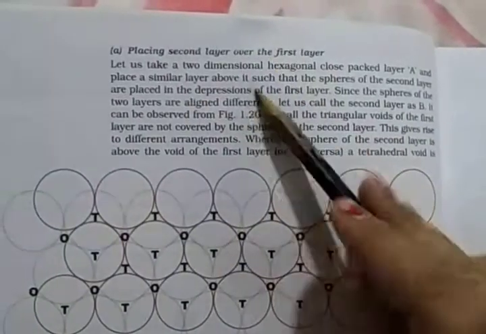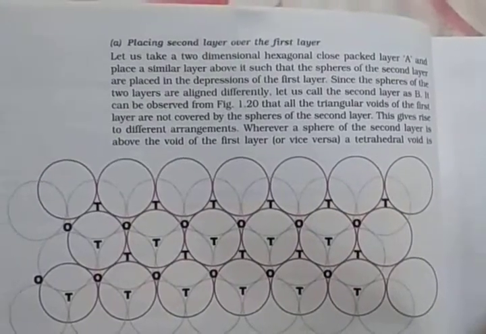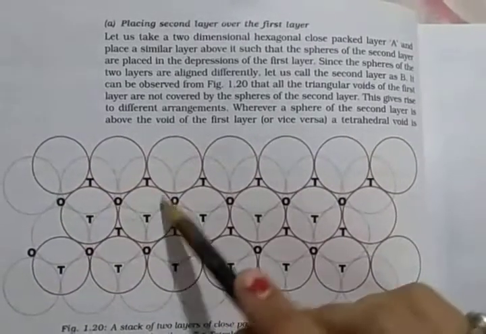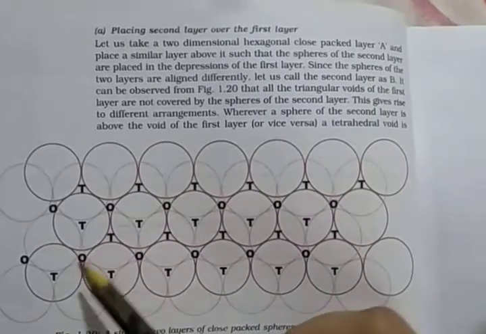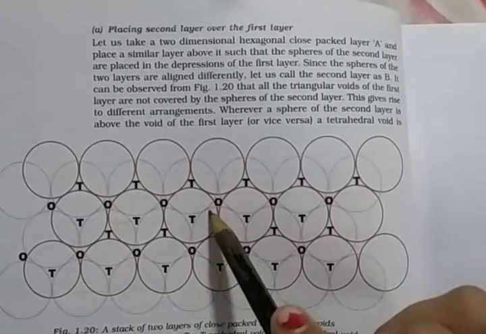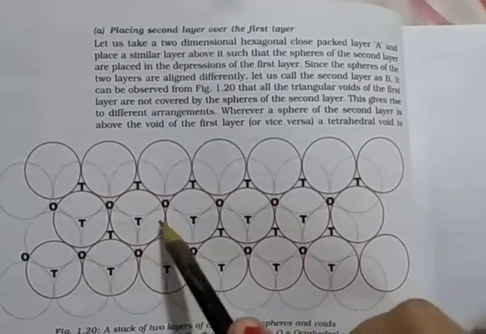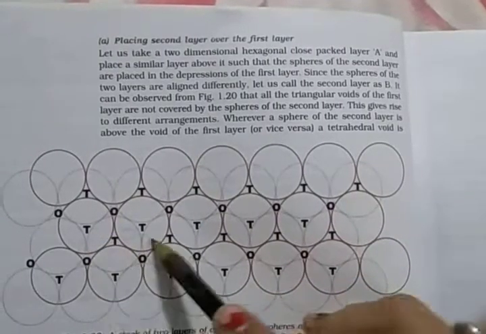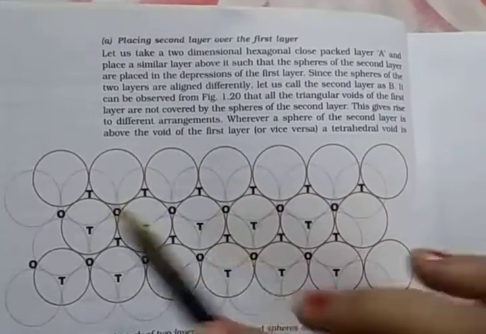First, placing the second layer over the first layer. Here you see first layer A and then second layer B, then A. So AB type hexagonal close packing. Let us take a two-dimensional hexagonal close packed layer A and then place a similar layer above it such that the spheres of the second layer are placed in the depressions of the first layer. Since the spheres of the two layers are aligned differently, this is the A, this is the B. So AB, that means a different way.